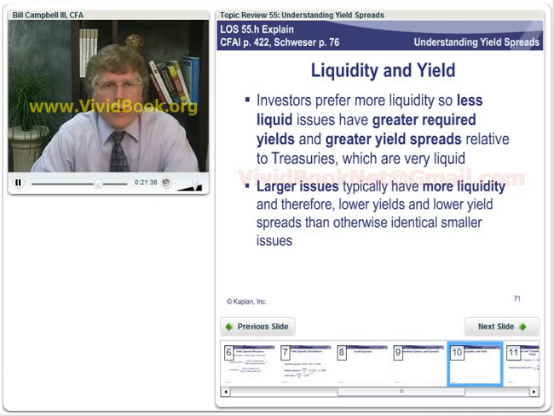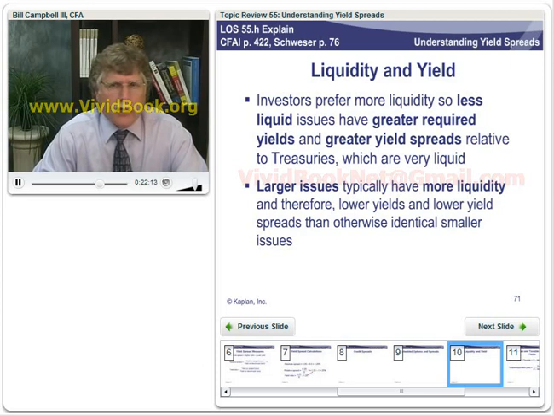Liquidity also has an effect on yields. Generally, investors prefer more liquidity to less liquidity, so the more liquid a bond, the less yield they're going to require, therefore the lower yield spread. Conversely, the less liquid, the more difficult it would be to sell a bond, then the higher the return, the higher the yield the investor is going to require, and the greater the yield spread over treasuries.